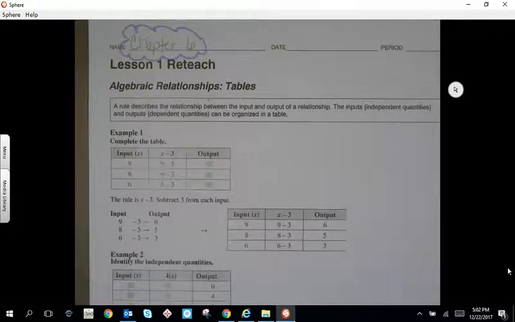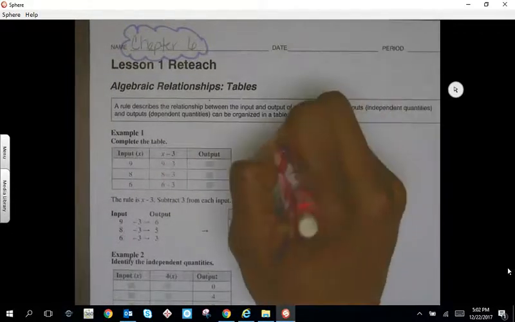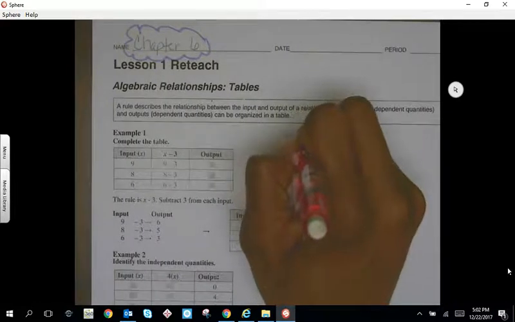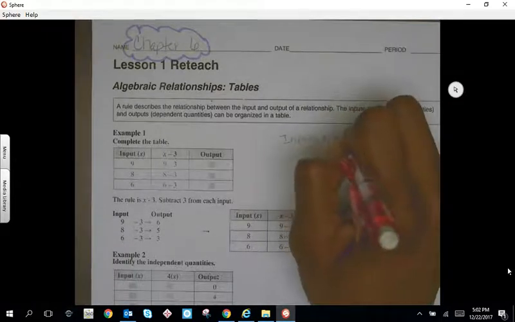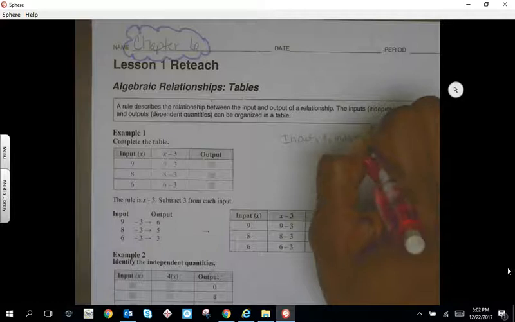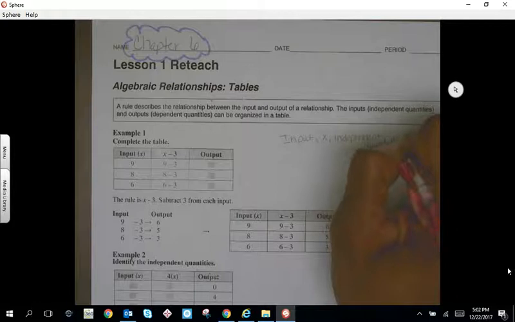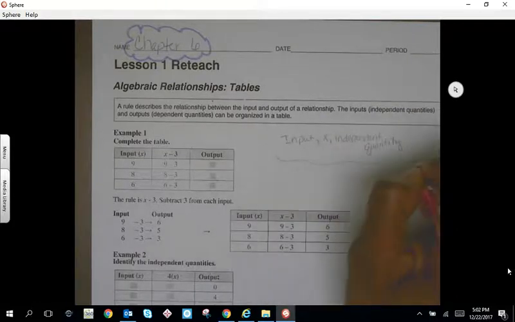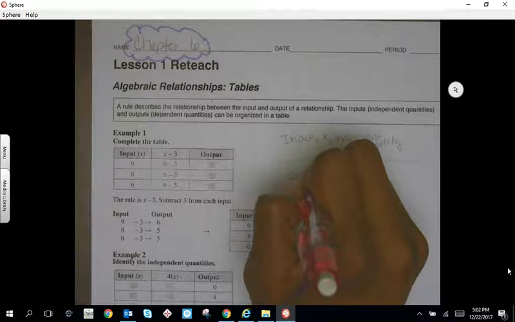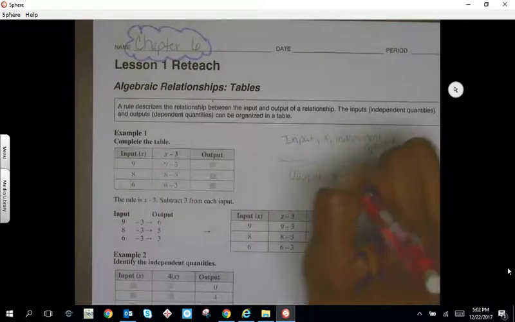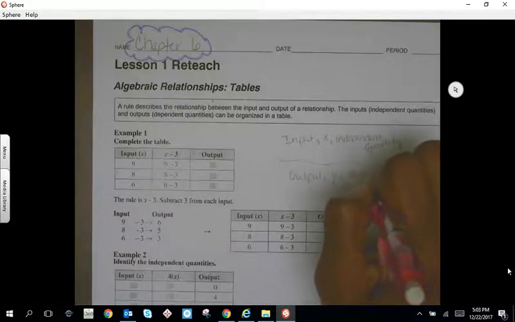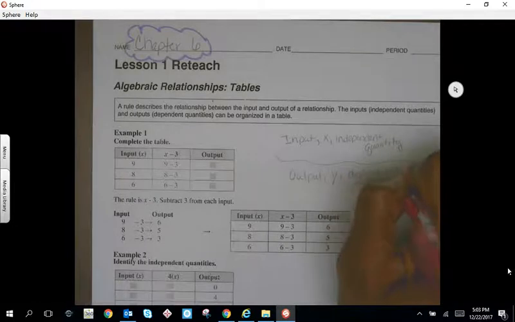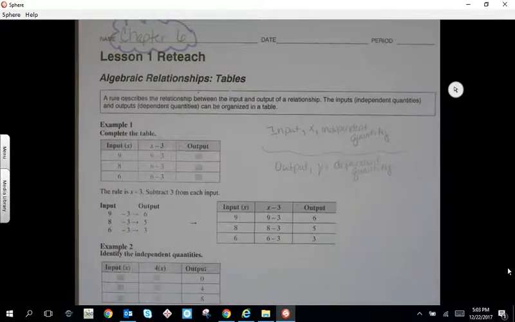So your input can also be called your X. It's also going to be referred to as your independent quantity. Now, your output is also called your Y and your dependent quantity. Okay, so those things are going to be interchangeable.